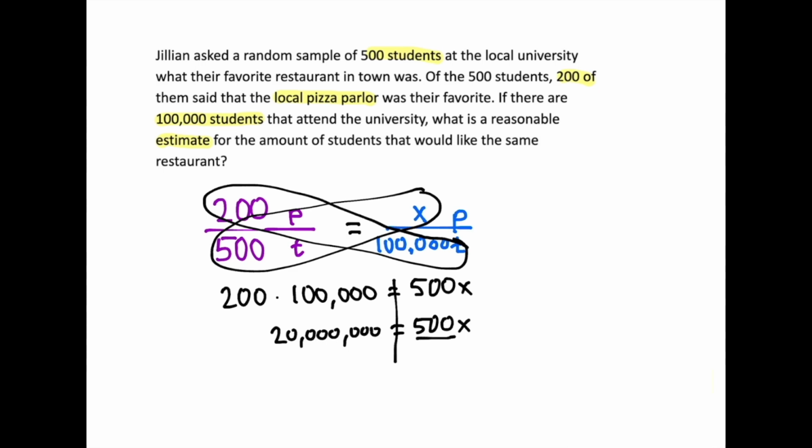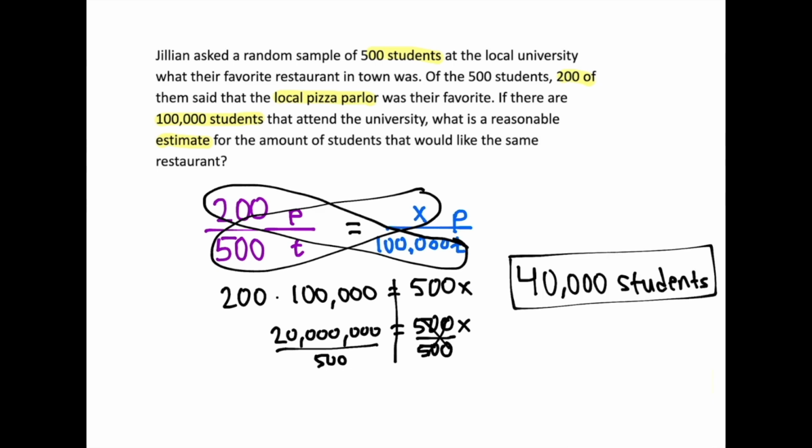The final step is to get x by itself by doing inverse operation. You have 500 times x, so we need to divide by 500. Now pause the video and take 20 million divided by 500. When we do that, we get 40,000 students. We can make a prediction that about 40,000 students would say they like the local pizza parlor.